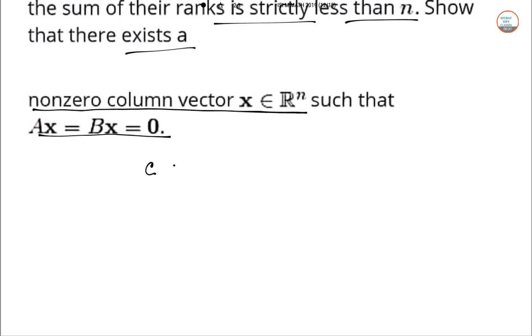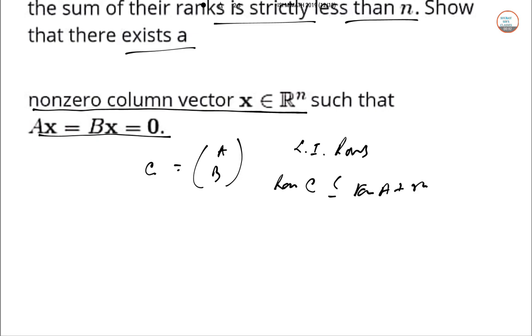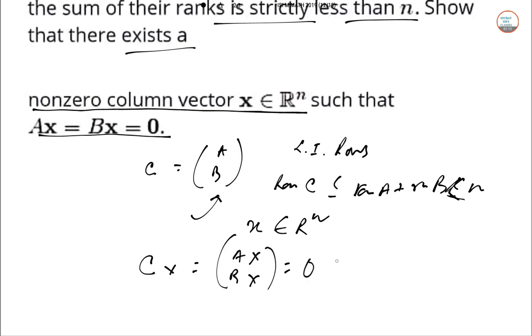So consider a matrix C, with A and B as column blocks. The rank of C is the maximum number of linearly independent rows in C. Then rank C is less than or equal to rank A plus rank B, which is less than n. Consequently, the columns of C are linearly dependent, and there exists a non-zero vector x belonging to R^n such that Cx = 0. So it means that Ax = Bx = 0. Hence, this is proved.